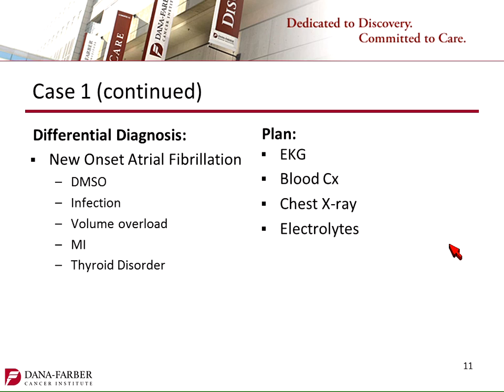So the differential diagnosis for new onset of atrial fibrillation in a transplant patient: in this patient, the most likely cause is DMSO toxicity, but could also be infection, volume overload, a new MI, or thyroid or electrolyte disorder. The plan for this patient was an EKG, blood cultures, chest X-ray, and electrolytes.